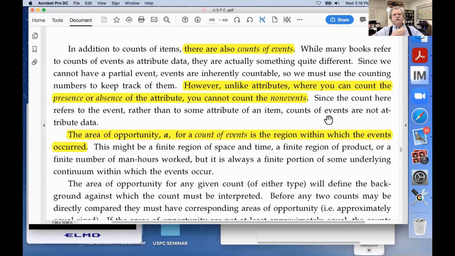The other kind of count would be a count of events. Now, with a count of events, there are discrete events, and they occur in some finite region of space or time or product. But you can't count the non-events. So you can only count the discrete events themselves. So it's a slightly different world with a count of events than with a count of items.